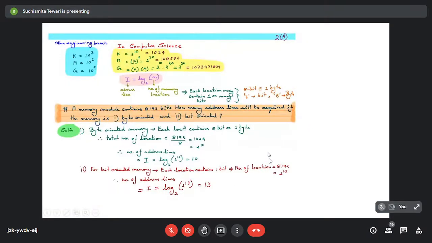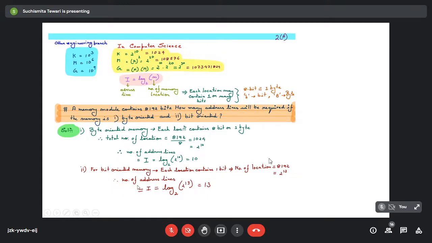Okay. So we have seen that for byte oriented memory, the number of memory locations is actually less than the total number of bits. But when this memory is bit oriented, what is happening? When the memory is bit oriented, each memory location contains one bit. So here the number of memory locations and the number of bits are equal. So it is simply 8192. And what is 8192 in the power of 2? That is 2 to the power 13.